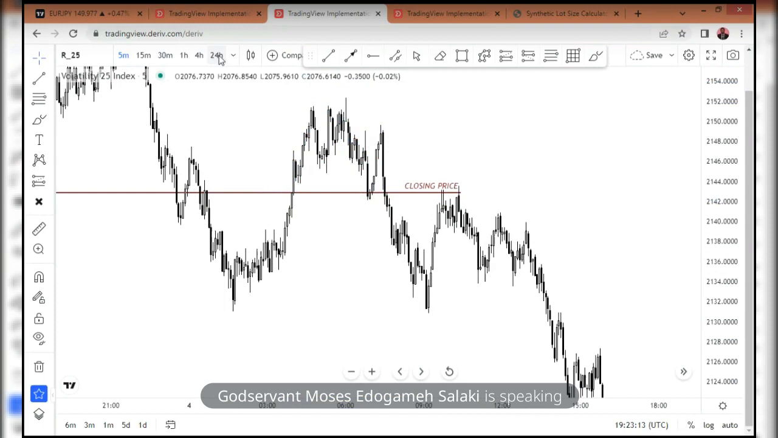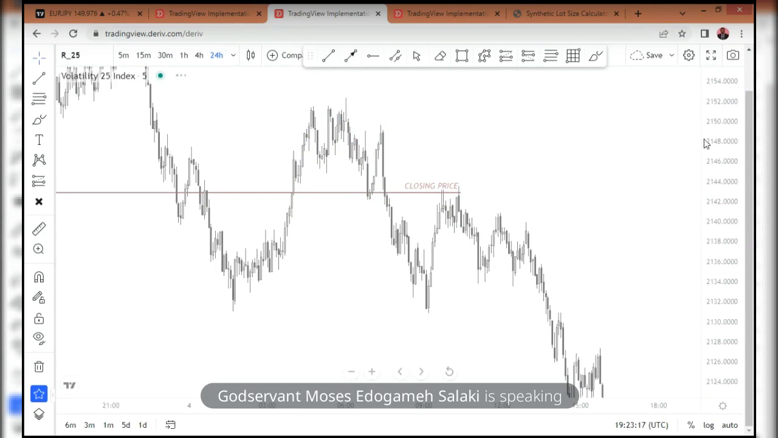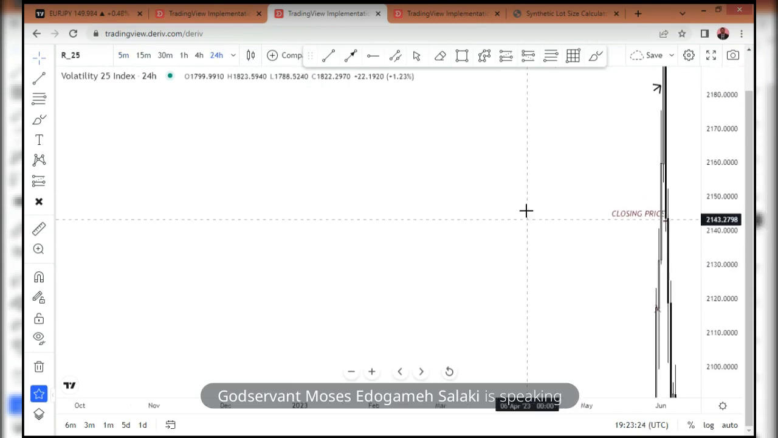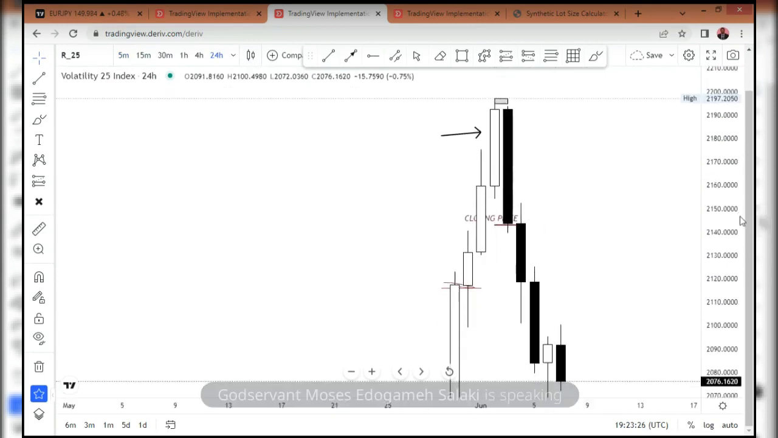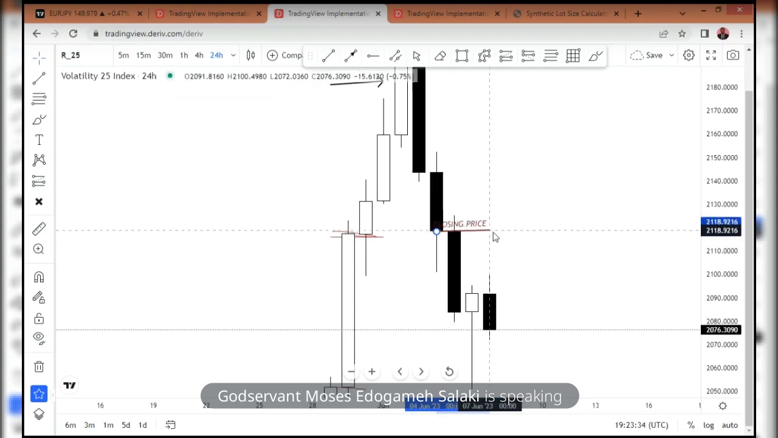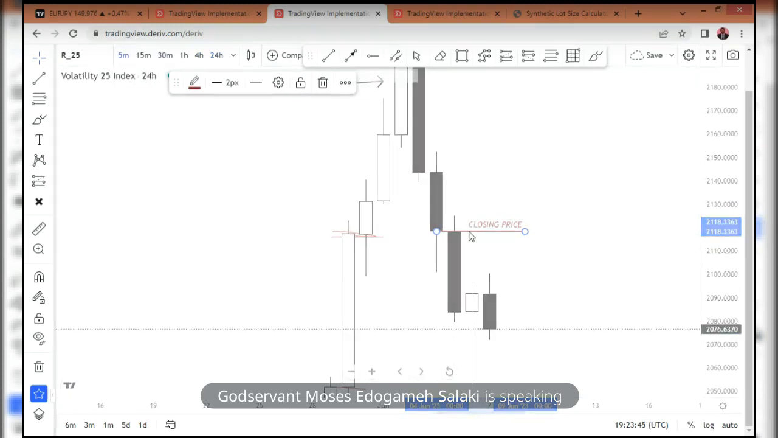So we go to daily. Let's go back to daily. Let's look at the next candle. Okay, next candle. So that was the candle. This candle is bearish. So this was the closing price of the next candle. So anything above closing price, we want to sell since this candle is bearish. Anything above closing price. So let's go to 5 minutes. Let's check this next candle.